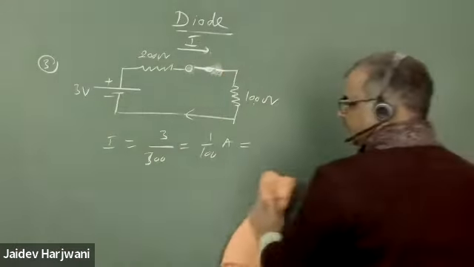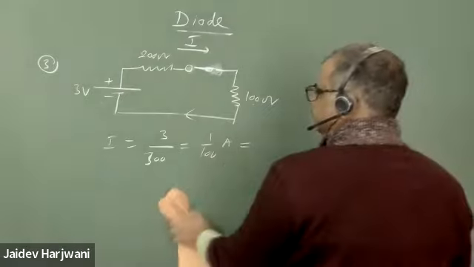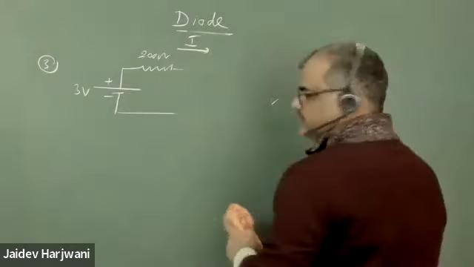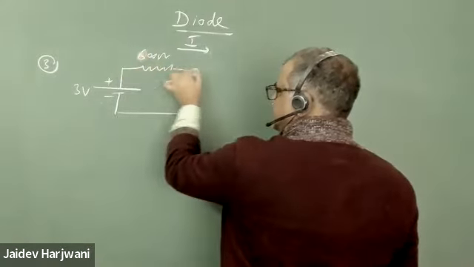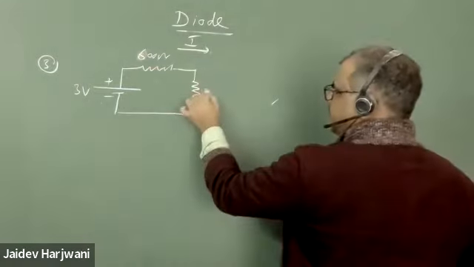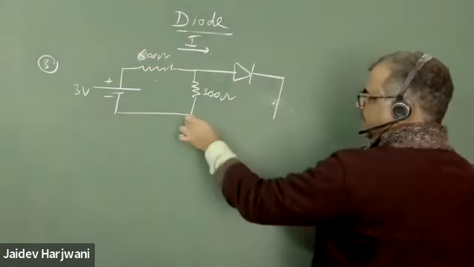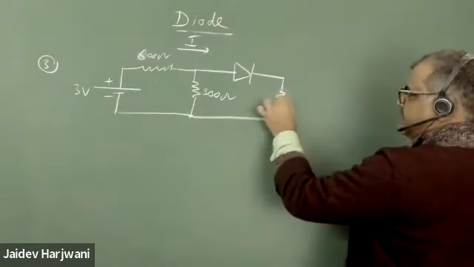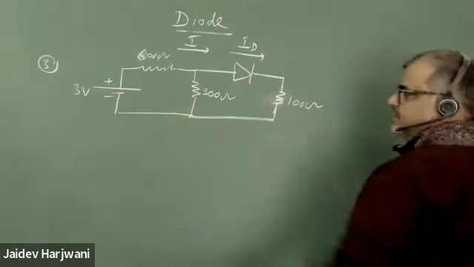Now let me give you one more example. You had a 200 ohm resistance here, and now I'm replacing it by 600 ohm. Here I have a resistance of 300 ohm. Here I have a diode. In the question, here also there is a 100 ohm resistance. Find the current ID in the circuit.